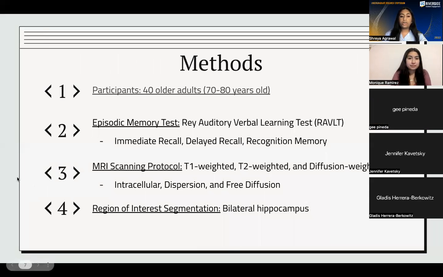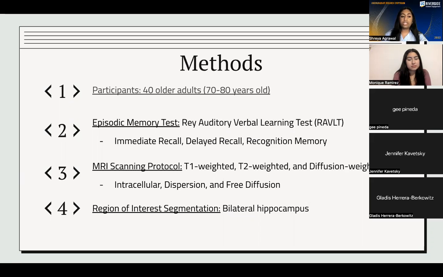So to get more into the methods of our study, we had 40 older adults between the ages of 70 and 80 years old, and they went through a cognition screening process in order to ensure that they had normal cognition when coming into our study. After that, we conducted the episodic memory test using the Rey AVLT, and that tested for 3 different types of memory performance. This was immediate recall, delayed recall, and recognition memory. And then we went ahead and got their MRI scans.